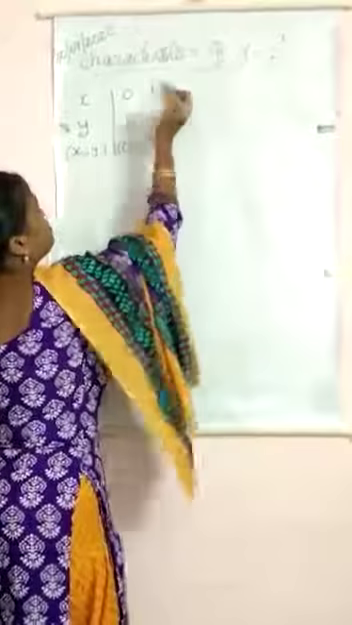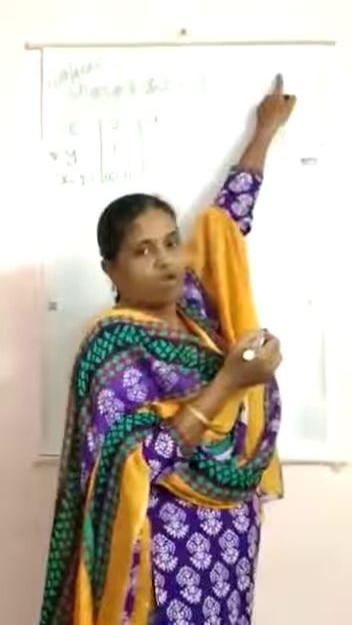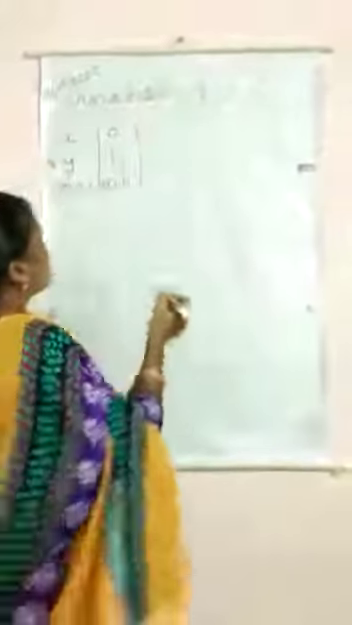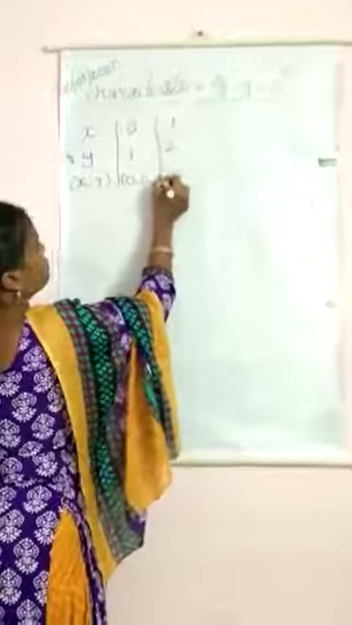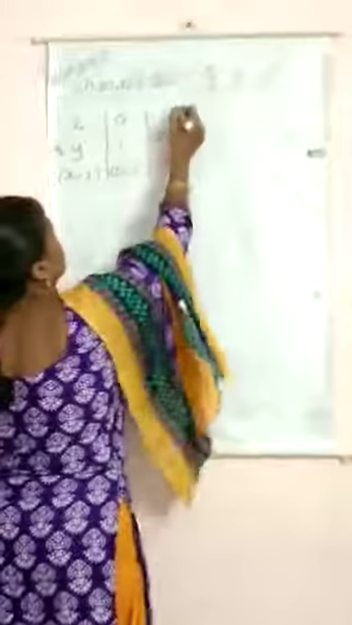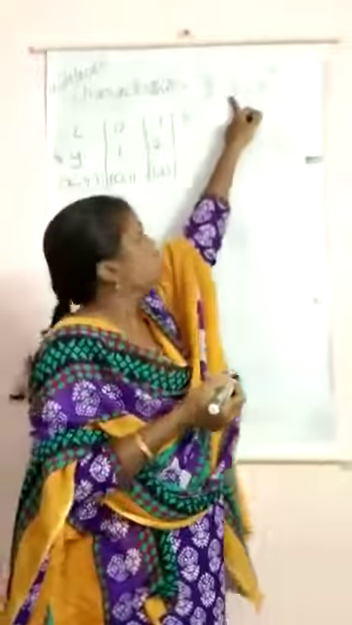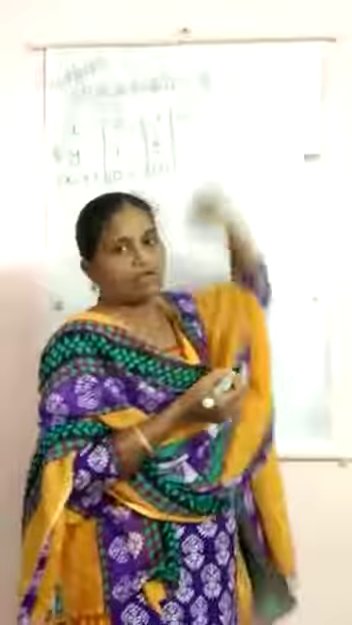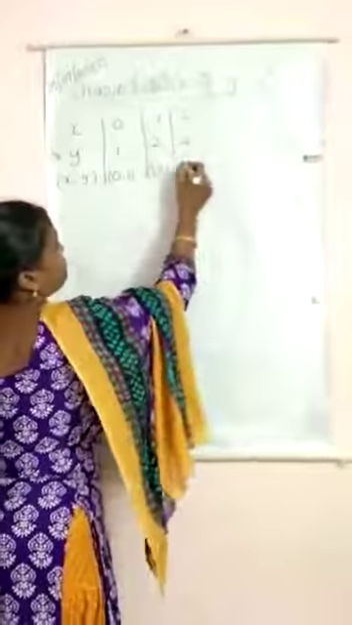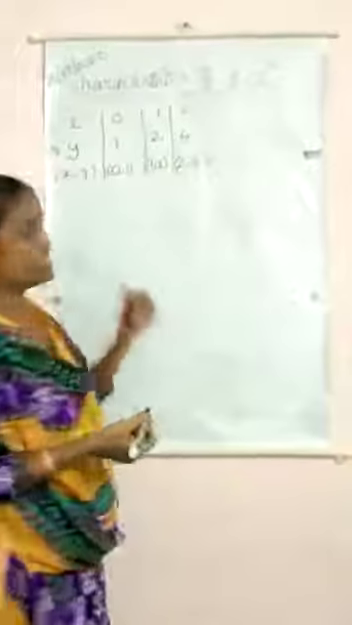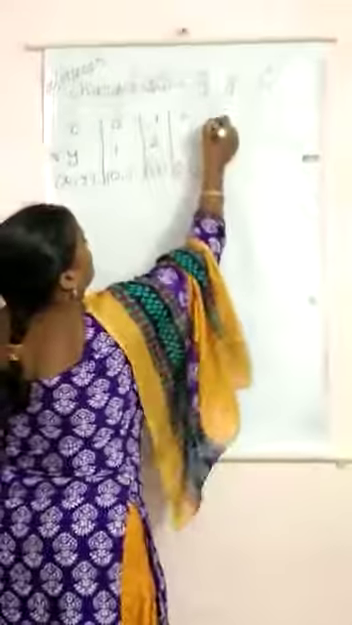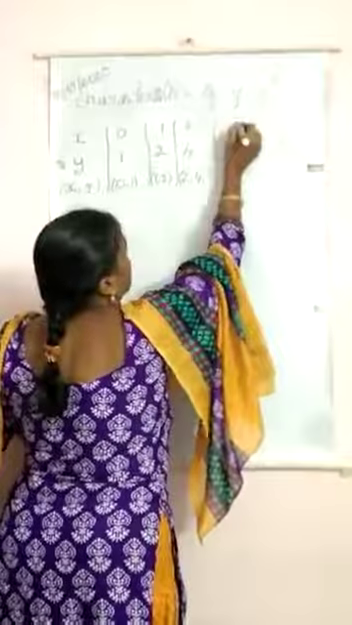Next I put x is equal to 1, that means 2 power 1. So y is 2, and the point is 1 comma 2. Again I put x is equal to 2, which means 2 square. What is the value of 2 square? 4. So the y value here is 4, and the point is 2 comma 4.